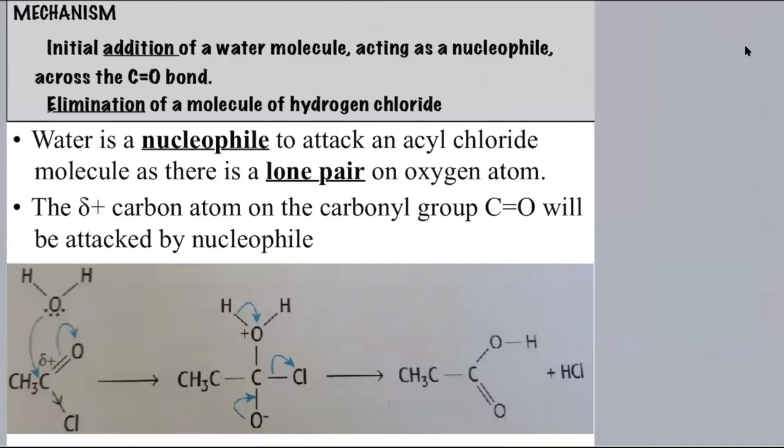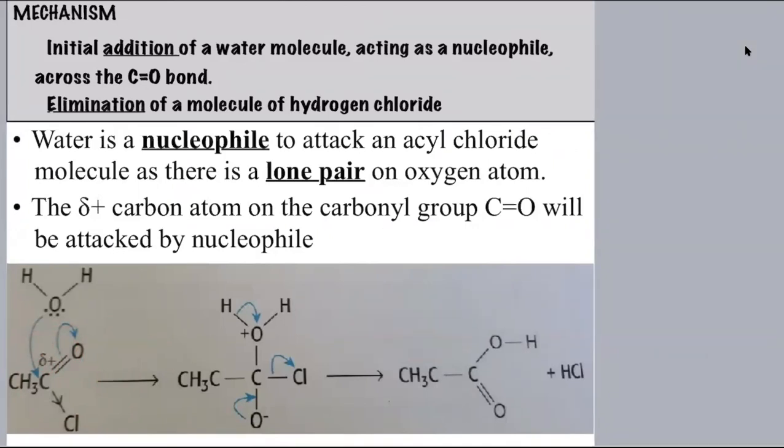So what happens is that, of course, when you draw your acyl chloride, this is your acyl chloride. The carbon is slightly positive, the oxygen slightly negative, and the chlorine is slightly negative. But then you can include the slightly negative charge on the oxygen and the chlorine, but the most important thing is the slightly positive charge on carbon, delta plus on carbon, because that is the one that attracts the nucleophile.